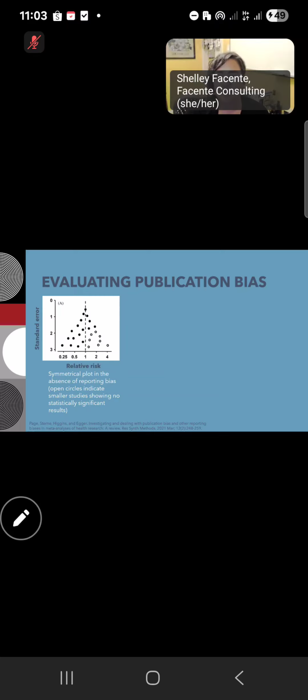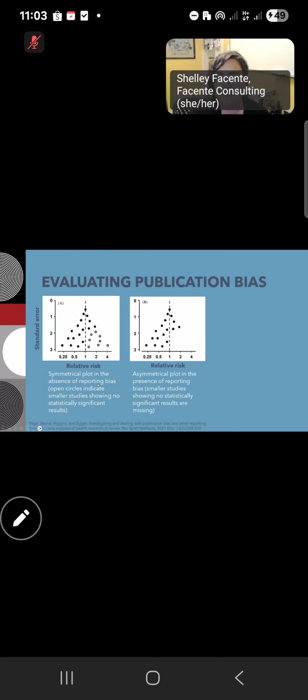So here is a funnel plot that is pretty symmetrical, right? What this is, the open circles here are showing smaller studies with relative risks up here that favor the intervention. The relative risk is 1 to 4, but they're smaller studies, so they have lower precision, and they ended up without statistically significant results. Okay, so these studies have no statistically significant results, and they're all kind of clustered here. But overall, they were still published, even though they weren't statistically significant, right? So your overall plot, the funnel is symmetrical. This is a good sign. There's the absence of reporting bias.